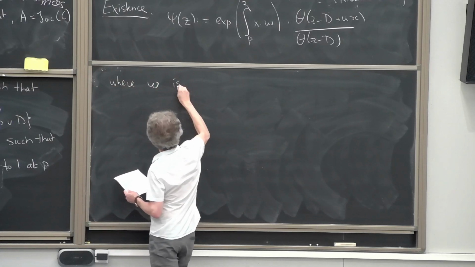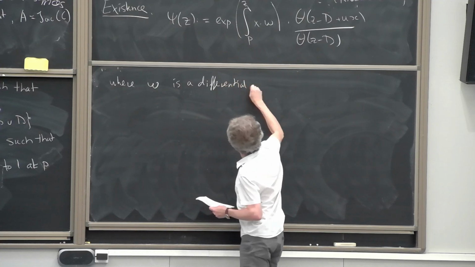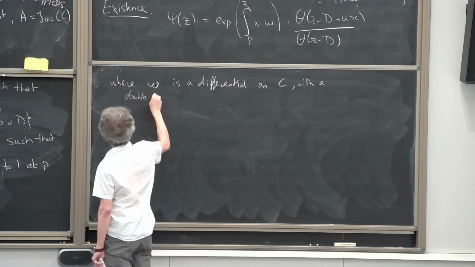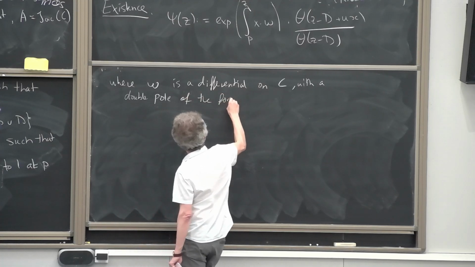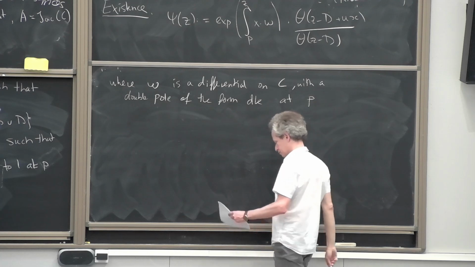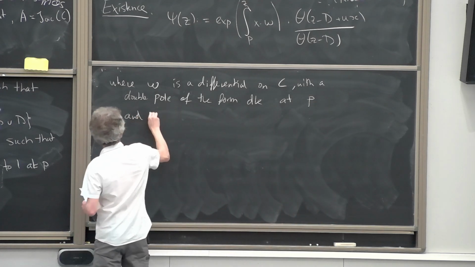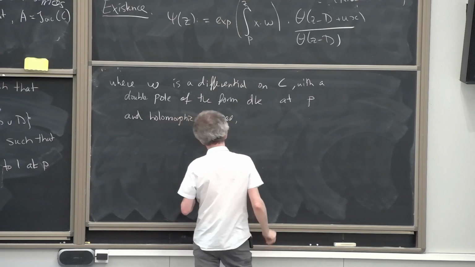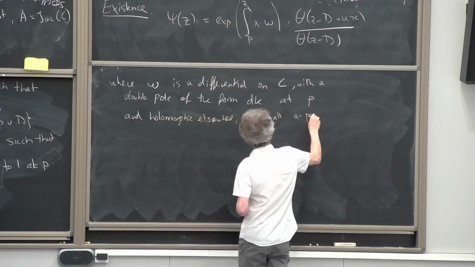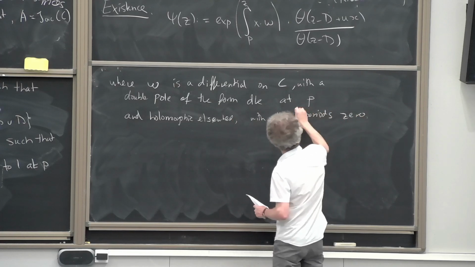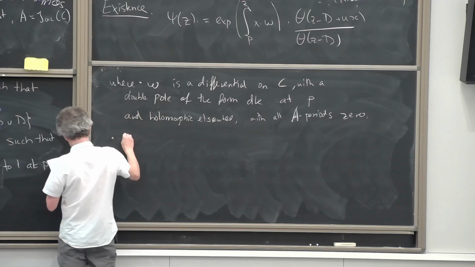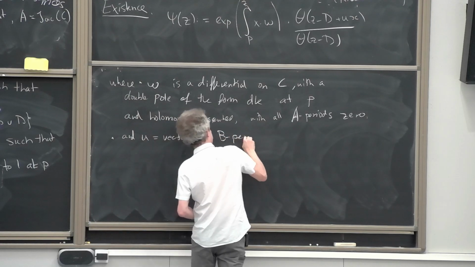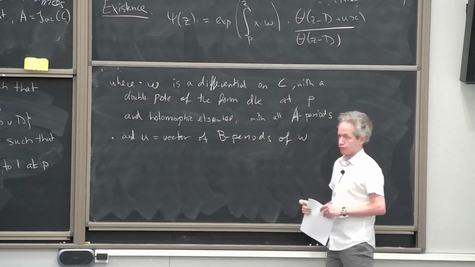where omega is a differential on C with a double pole of the form dk at P and holomorphic elsewhere, with all A periods 0, okay, and U is a vector of B periods of this omega. Okay? Yes?